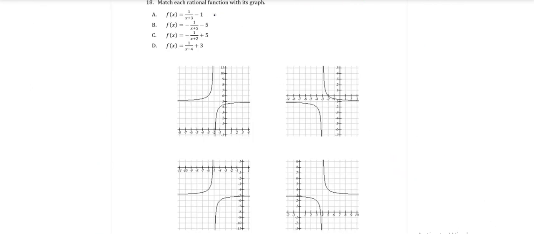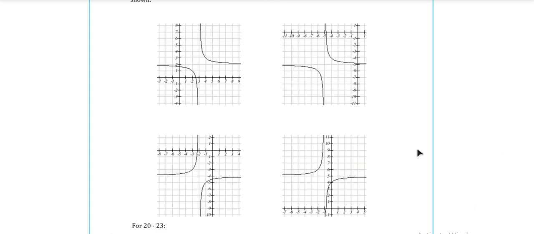Here we have some more matching games that they want us to play. This function has gone down 1 and to the left by 3. That would be here. This one has gone down 5 and to the left by 5 and been flipped. That would be here. This one has gone up by 5, left by 2 and been flipped. That's right here. This one has gone up by 3 and right by 4, and it has the same orientation as the original one, so that would be here. And there we go. Okay, here we have some more. We really just want to take a look at what happened to that crossing point of the vertical and horizontal asymptotes.